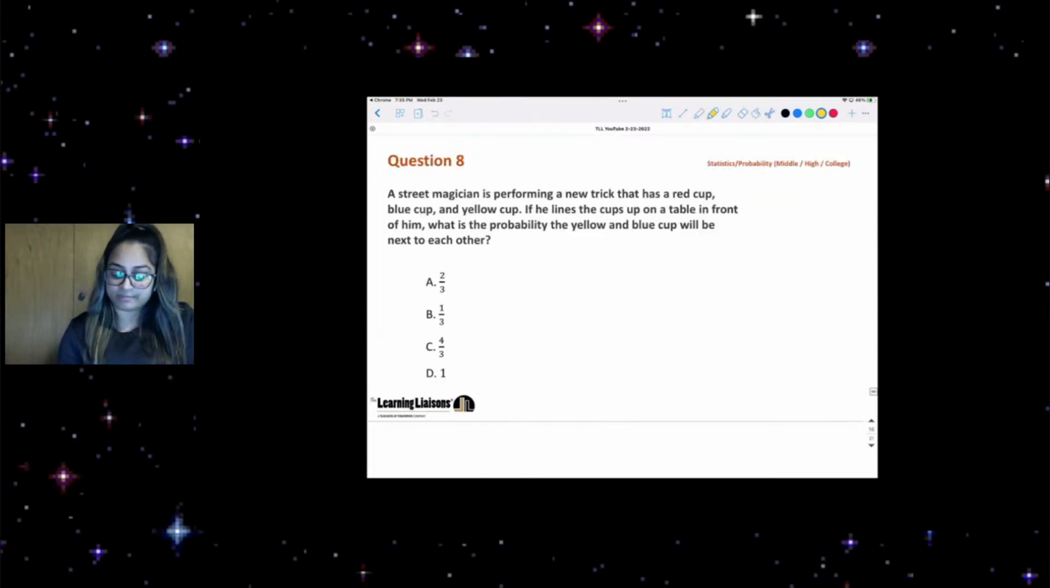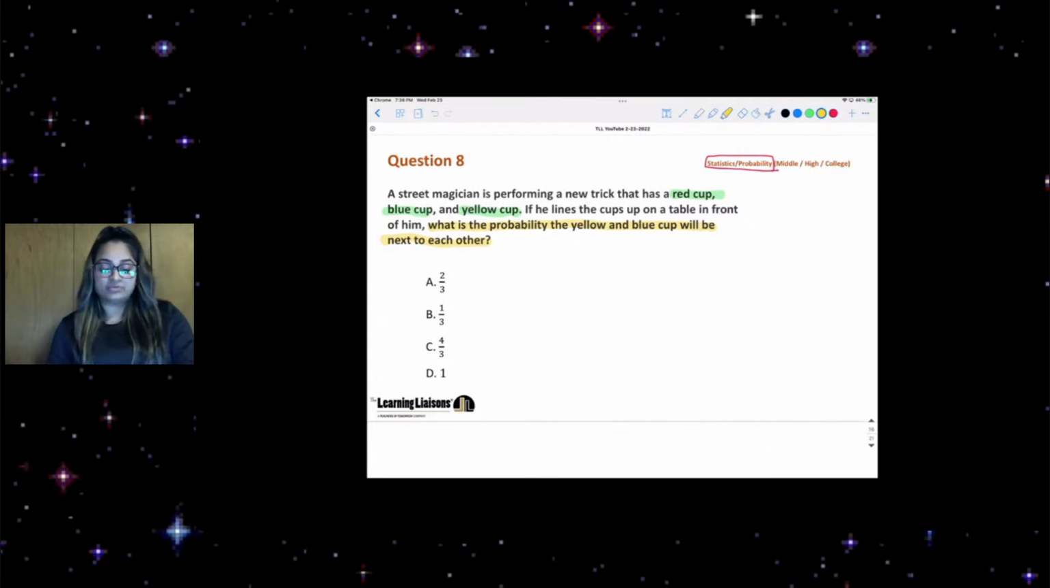Okay, number 8. Number 8 is a statistics or probability problem that can be found in middle or high school. So it says what? A street magician is performing a new trick, and the new trick has a red cup, a blue cup, and a yellow cup. If he lines the cups up on the table in front of him, they ask us our question. What is the probability that the yellow and blue cup will be next to each other?